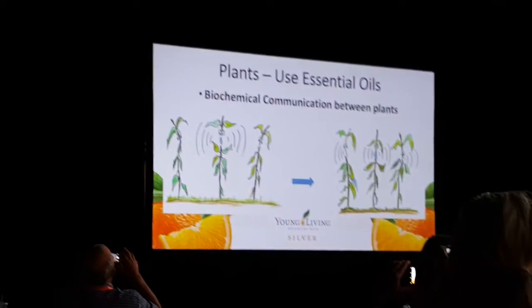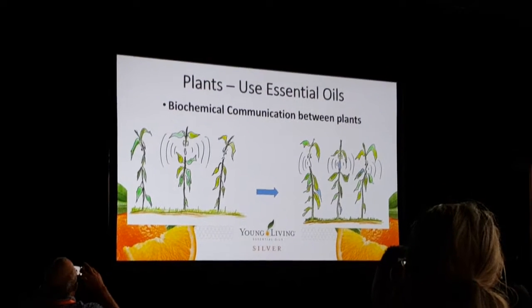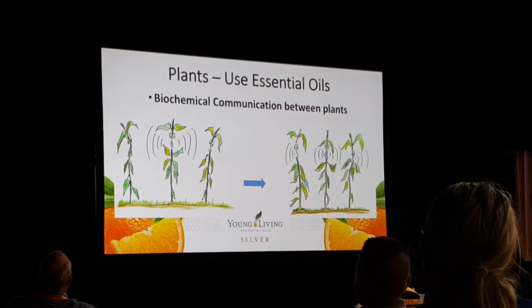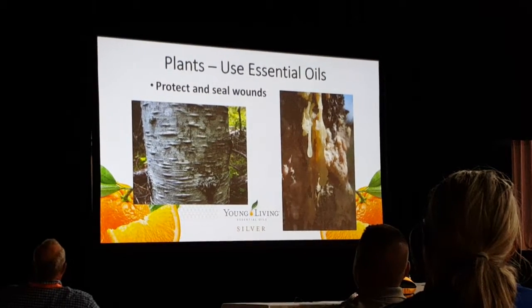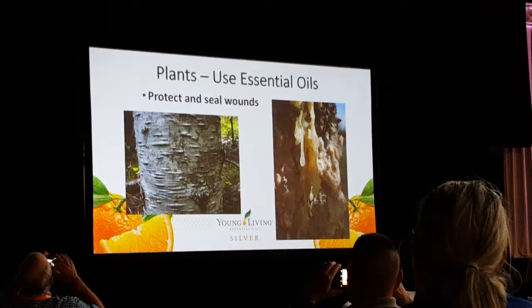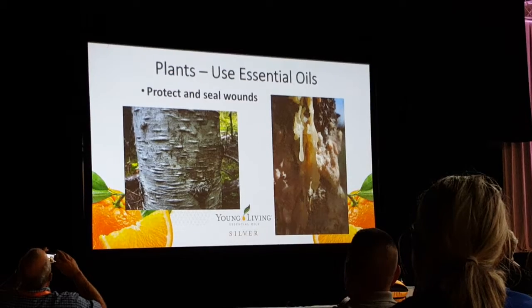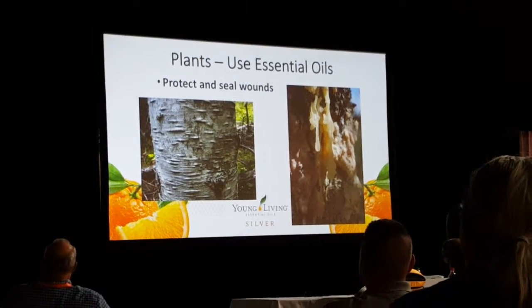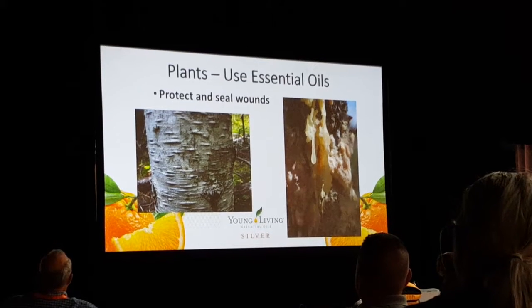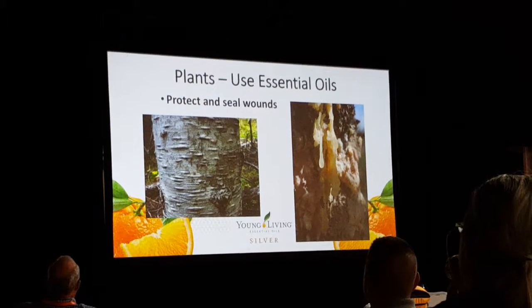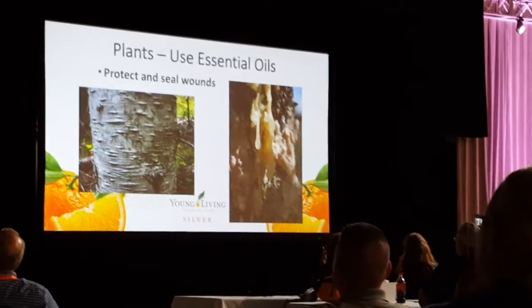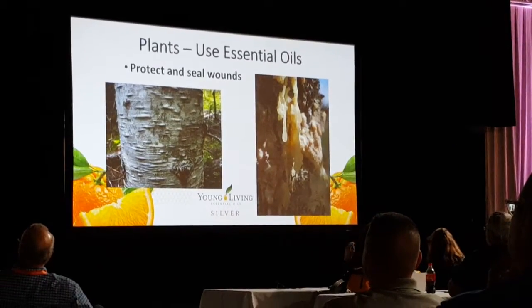Okay, so plants do communicate with each other, and it's all about survival. Plants are trying to survive. They're trying to survive as a single entity and as a group. Okay, they also seal the wounds that happen from storms and from deer rubbing on the trees. This is very common on trees, the sap that flows. This happens in Oman with our frankincense. We scrape the bark and the resin comes out, and we take the resin, we distill it.